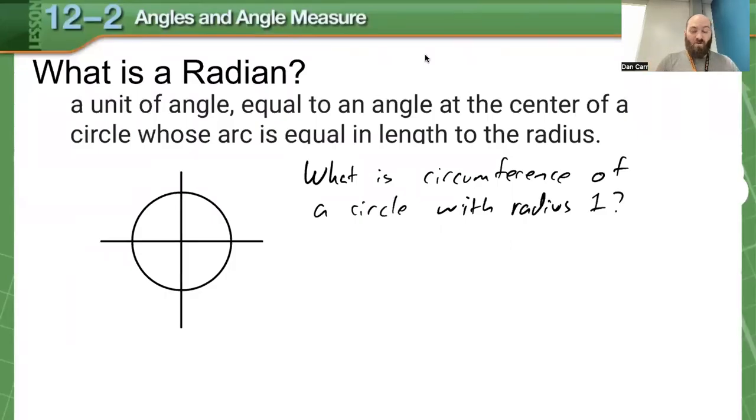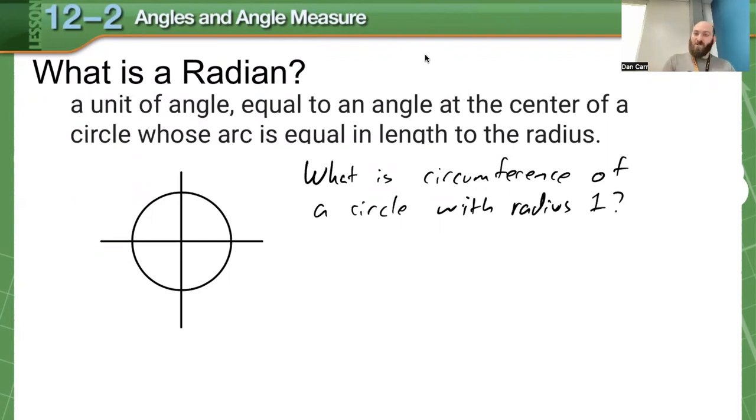Today we're going to be talking about 12-2 day 2, and we're talking about what's called radians. So a radian is a unit of angle equal to an angle at the center of a circle whose arc is equal in length to the radius. That's a little bit tricky, but here's a question that might be a little bit easier to answer.